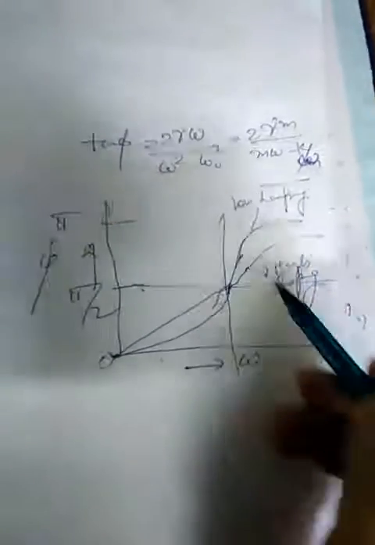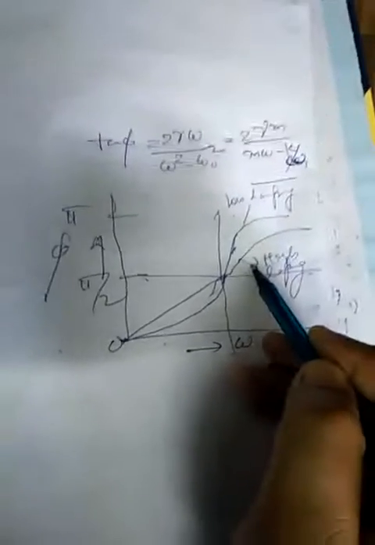Now we are going to discuss the phase curve. The phase curve is drawn between the phase and the frequency. There are different kinds of graphs: one is for low damping, the other is for high damping, and then there is zero damping. So this graph is for zero damping. These three different graphs are drawn from this particular equation.